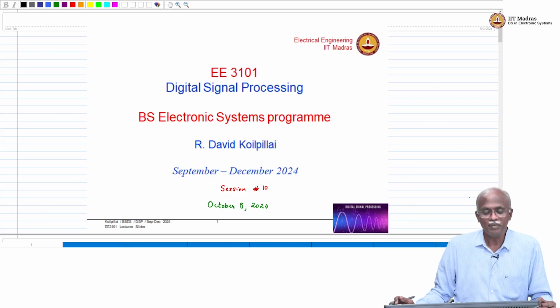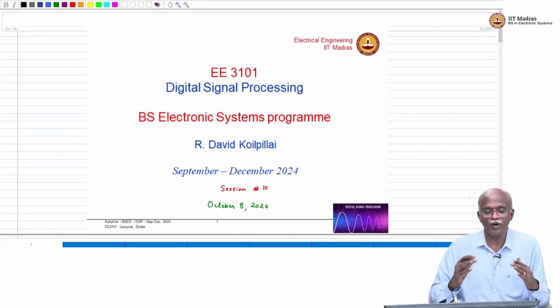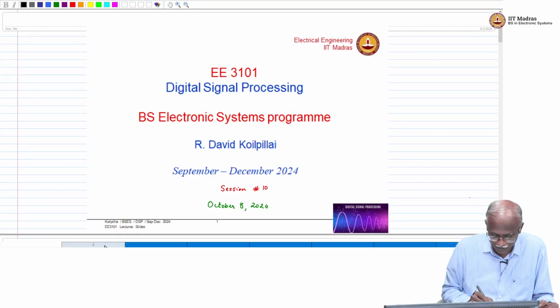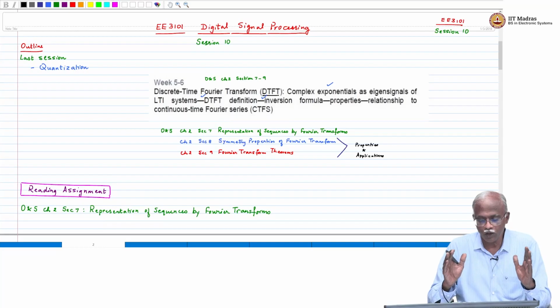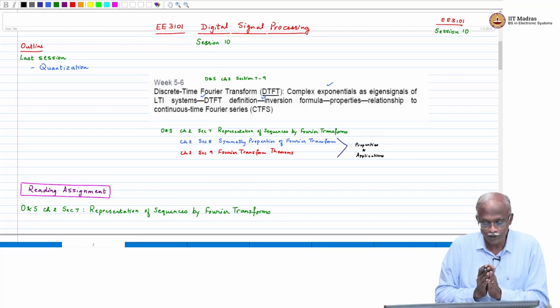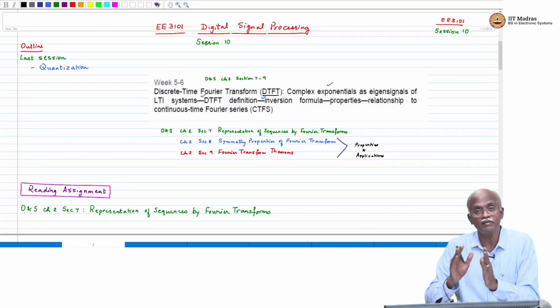Welcome. We will begin today's session with a quick summary of what we have covered in the last class and then build on the topic of discrete time Fourier transform. So let us take a quick look at what are the topics we are going to be covering in today's lecture. We are looking at the contents of Oppenheim and Schafer chapter 2, sections 7, 8 and 9.